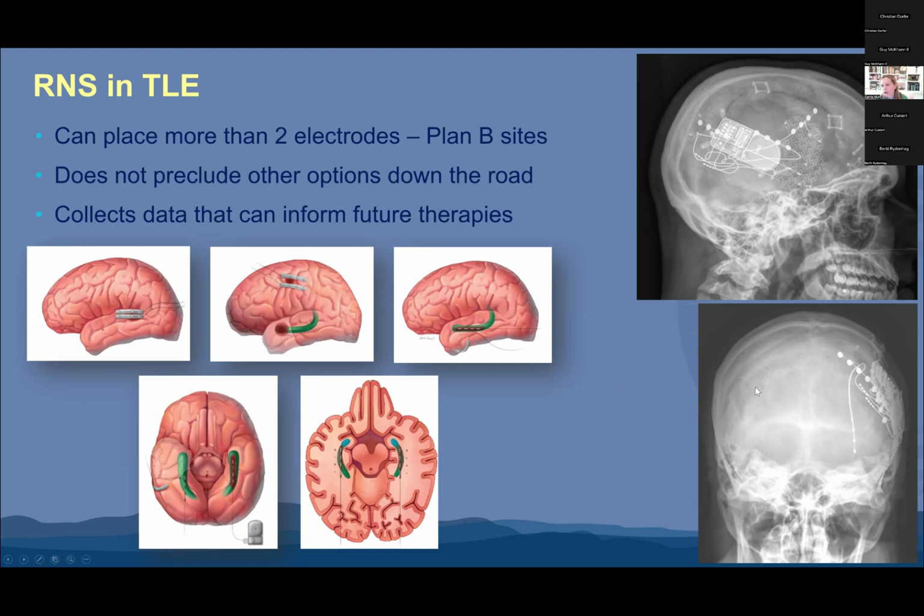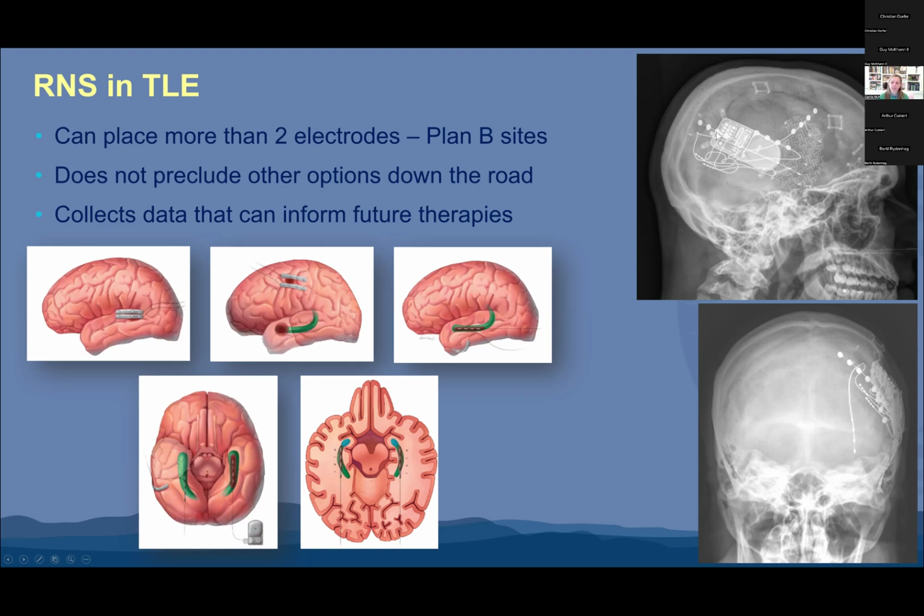In this picture here on top, we connected the hippocampal electrode and we connected a posterior temporal electrode. Then we had 2 frontal electrodes, which are just, these are the ends of them. They're not plugged into the device. They're just tucked under the scalp to give us a plan B.